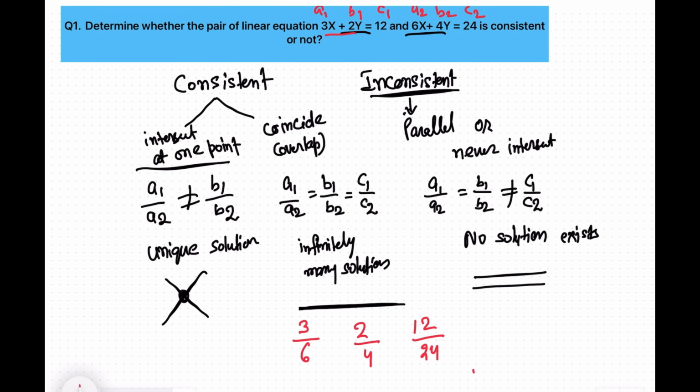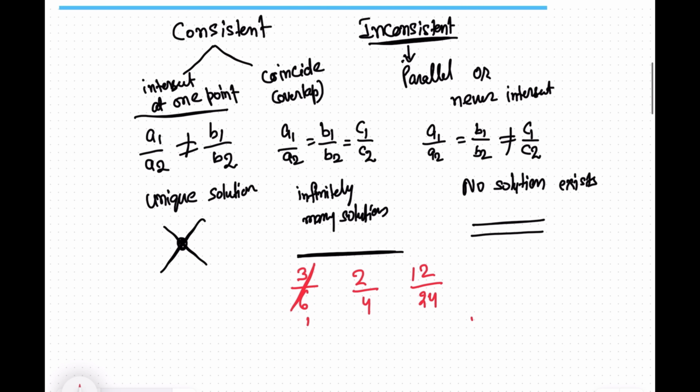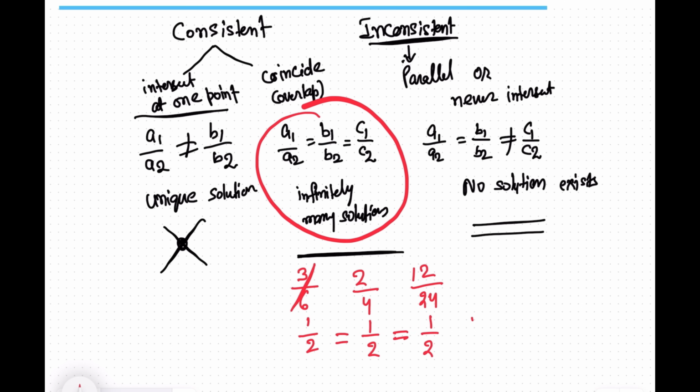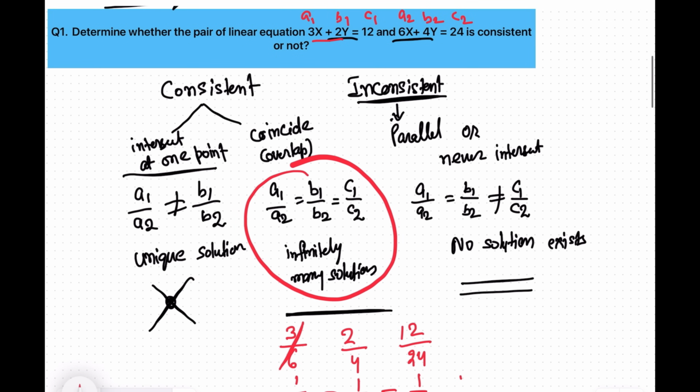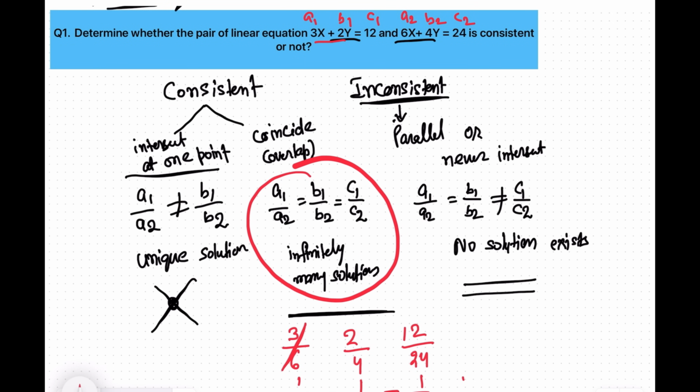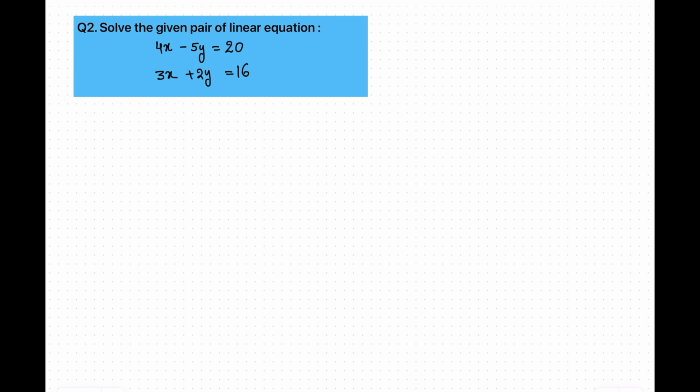So if we find out the equivalent value for this, we can say this is 1 over 2. Correct? This is also 1 by 2, and this is also 1 by 2. Means all are equal. What is the condition? This condition, right? So we can say infinitely many solutions for this condition, or which we can say they are identical to each other. Since two equations represent the same line, they are consistent and they have infinitely many solutions is the answer.